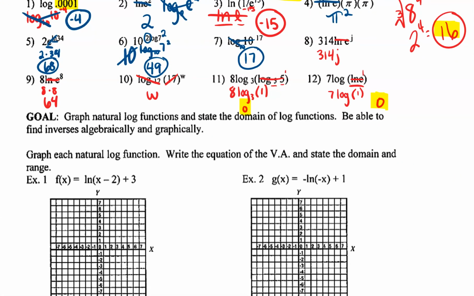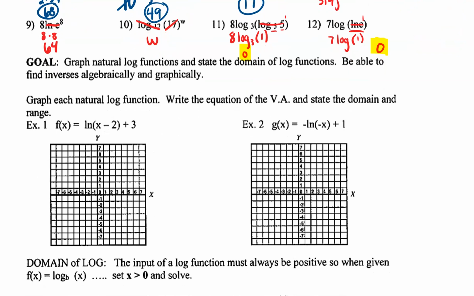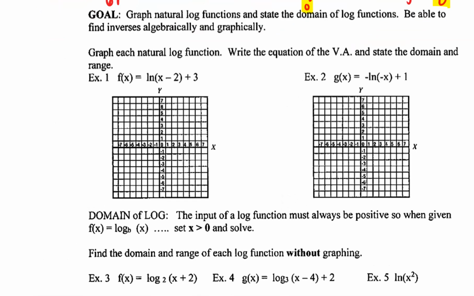All right, graph natural log functions and state the domain of the log functions. Be able to find inverses algebraically and graphically. So we're going to start by graphing the logs, and then we're going to write the equation of the vertical asymptote and state the domain and range.